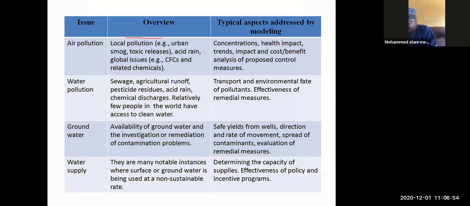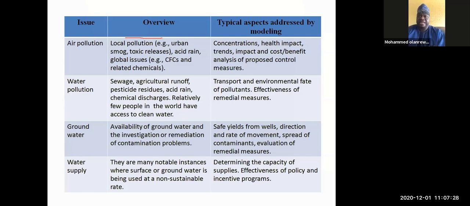What is the overview there? Local pollution, for example in urban areas: smoke, toxic releases, acid rain, global issues, and related chemicals. Typical aspects that need to be addressed by anybody that wants to model: the concentrations of those chemicals, the health impacts, the trends, impact and cost-benefit analysis of proposed control measures.